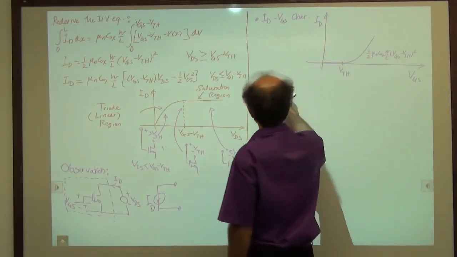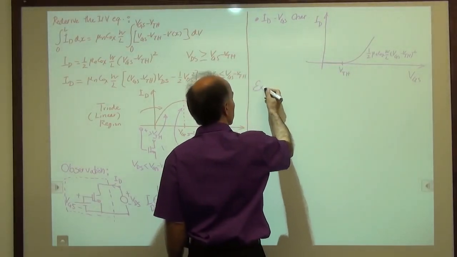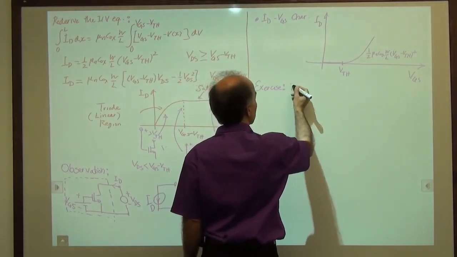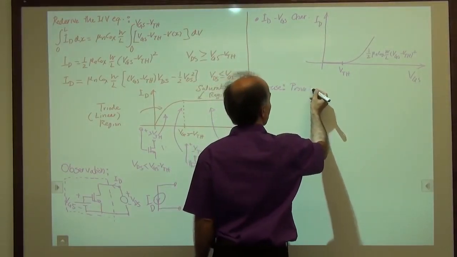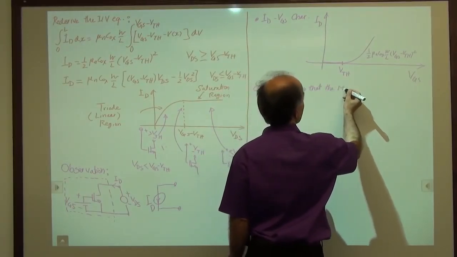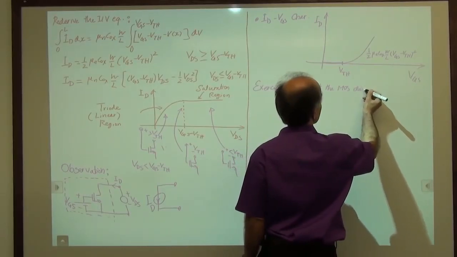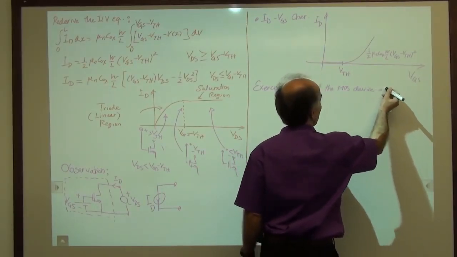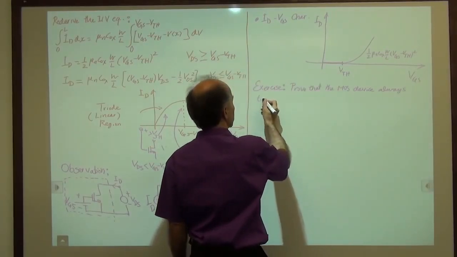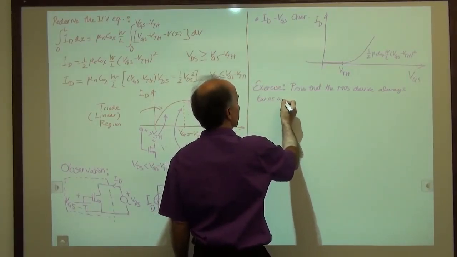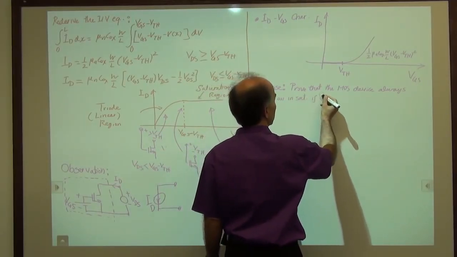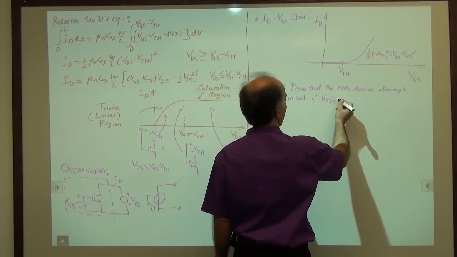So let me pose an exercise to you. You need to think about this very carefully, and it's a very useful exercise. So prove that the MOS device always turns on in saturation if VDS is greater than 0.